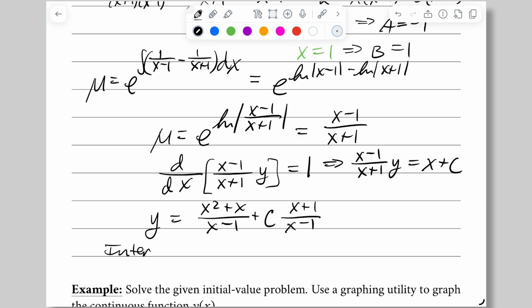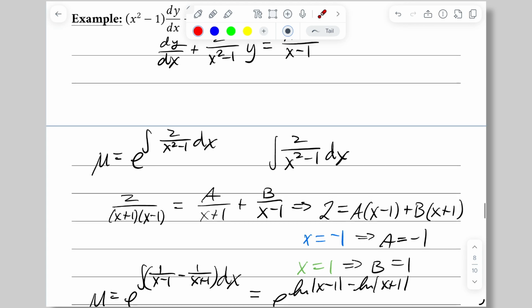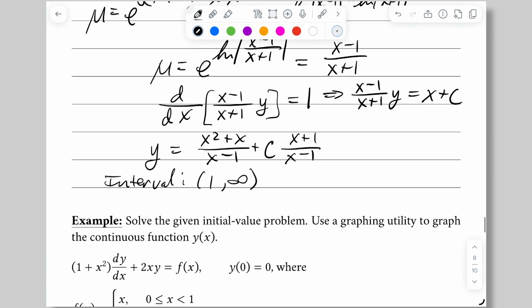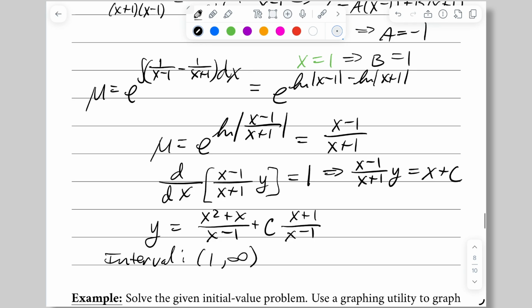The interval of solution, I'm going to pick 1 to infinity. You could say it's negative infinity to -1 or -1 to 1. There are some restrictions here because we ended up dividing by x squared minus 1. But I'm going for the biggest interval of solution. And there are no transient terms.